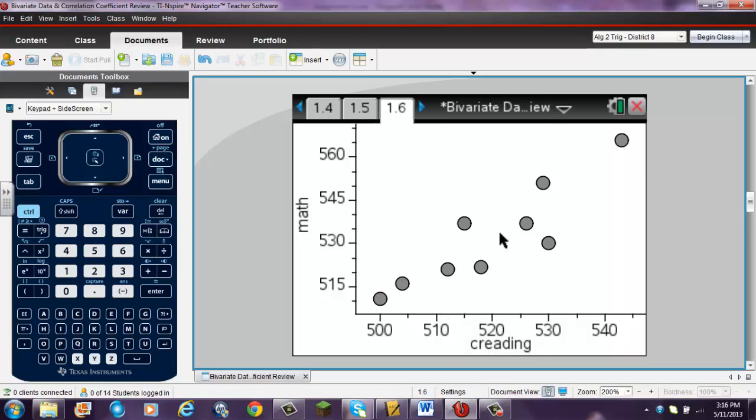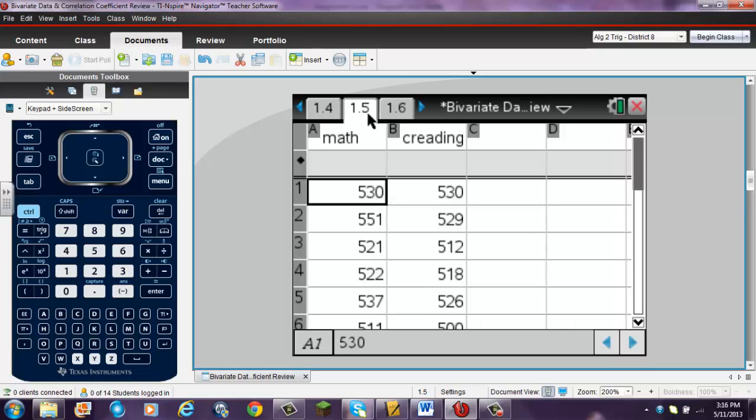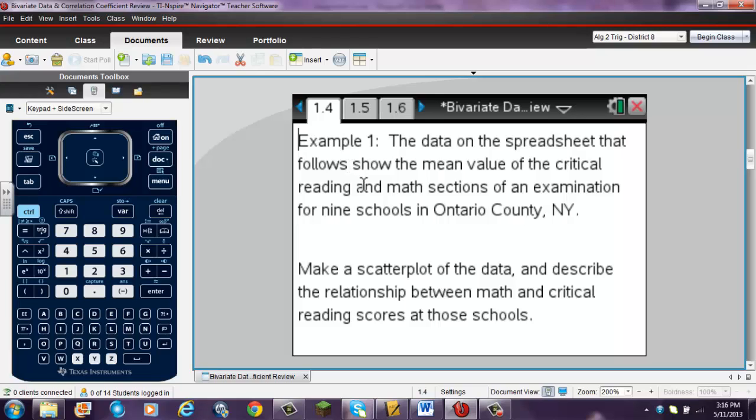It's certainly going in the positive slope direction, so we'd call that a positive correlation. If you drew a line through that, it'd be moderately close to all the points, so maybe we call it a moderately strong positive correlation between critical reading and math scores. Let's go back to page 1-4 and make sure we answered the questions. We made a scatter plot and we described the relationship. That's all you needed to do there.